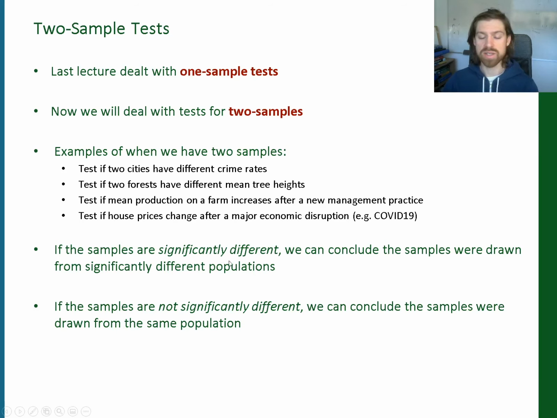Essentially, if the samples are significantly different, then we can conclude that the samples are drawn from significantly different populations. But that means that if there is no statistical significance between the samples, then basically we can conclude that they're drawn from the same population. And that's essentially the logic that we're going to be using to understand the use of these tests.